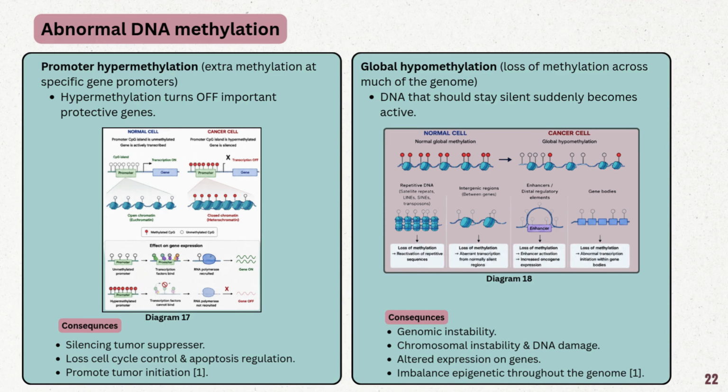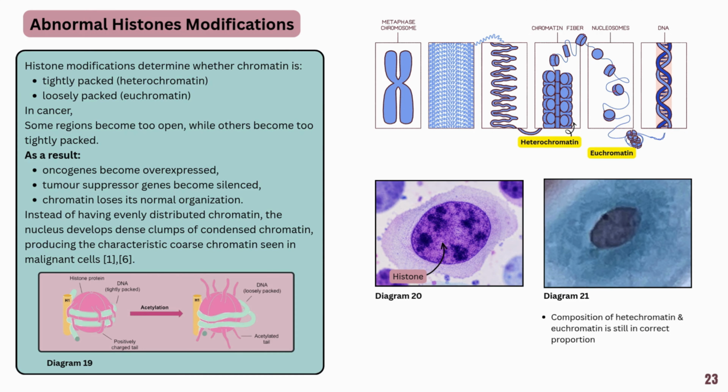Now, let's move on to histone modification. DNA wraps around histone protein to form nucleosomes. Histone modifications are chemical tags added to histones. For example, acetylation loosens chromatin, making genes active, while loss of acetylation compacts chromatin and silences the gene. In cancer, this balance is disrupted. Some regions become too open, activating oncogenes, while others become too condensed, silencing tumor suppressor genes. This creates the uneven chromatin pattern known as coarse chromatin.